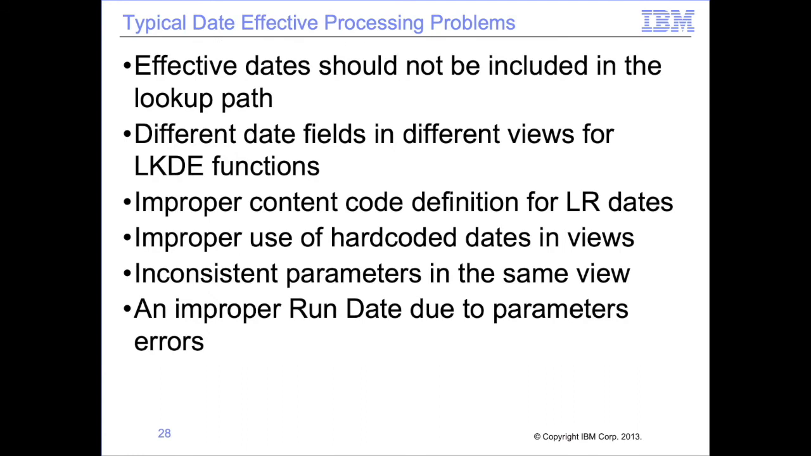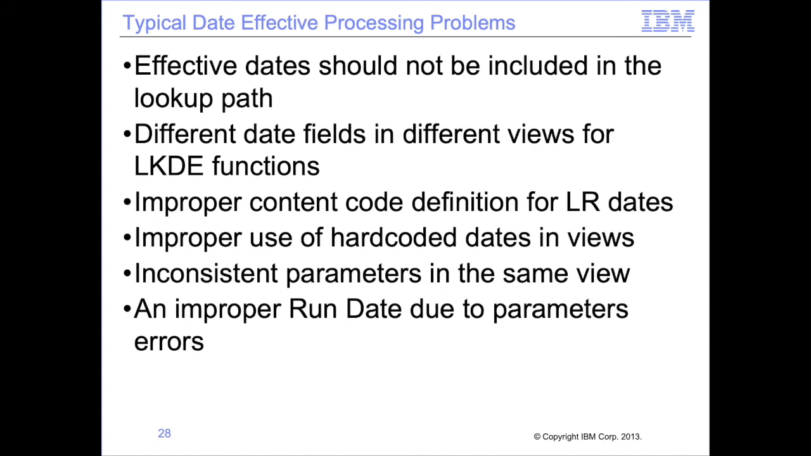The following are a few more common reasons why you may encounter an error in effective date processing and possible approaches to each. Effective dates should not be included in the lookup path. If they are, the dates will be moved by an LKE function instead of the LKDE or LKDC function, requiring an exact match, not an effective dated match. Because the source of an LKDE is a field specified in a view rather than on the lookup path, it is possible to use different LR fields, resulting in different output results per view when similar results were expected.